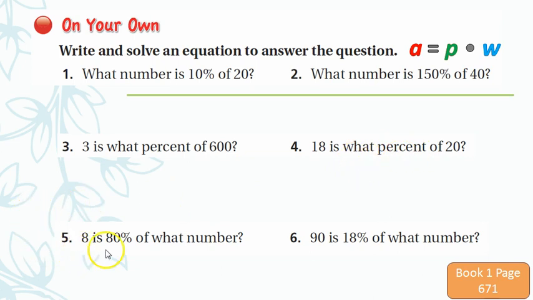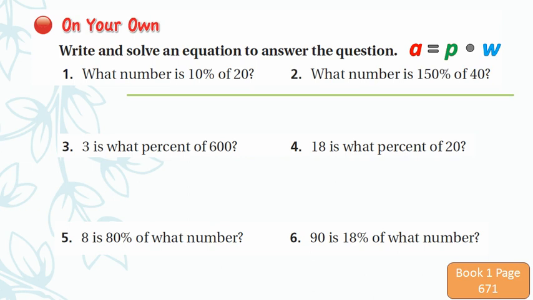Number 5. 8 is 80% of what number? The whole is missing. And number 6, 90 is 18% of what number? So you have 2 questions where the part's missing, 2 questions where the percent is missing, and 2 questions where the whole is missing. Remember, you must convert the percentage to a decimal to work out questions number 1, 2, 5, and 6. You can make it either a fraction or a decimal.